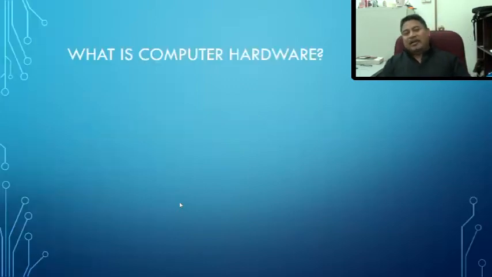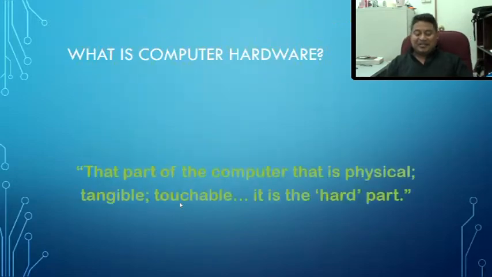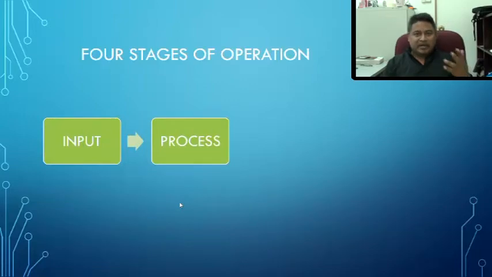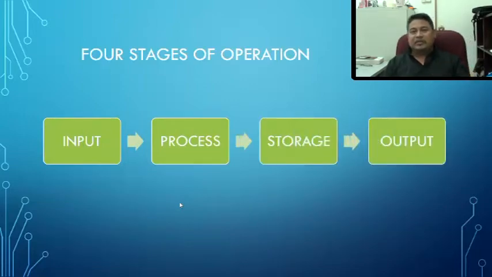What is computer hardware? A brief definition would be, it is a part of a computer that is physical, it's tangible, it is the part that is touchable, it is the hard part. A computer system can basically be categorized into 4 different aspects of operation. You have input, process, storage, and output. And everything that is happening with the computer, or that is calculating or doing, will pass through those 4 stages.